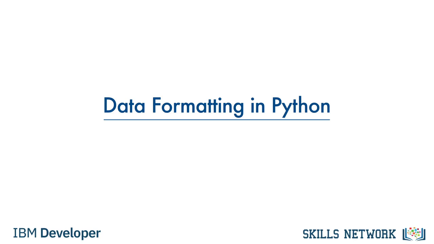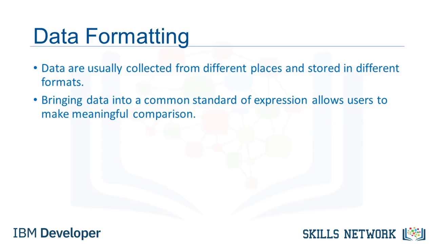In this video, we'll look at the problem of data with different formats, units, and conventions, and the Pandas methods that help us deal with these issues. Data is usually collected from different places, by different people, which may be stored in different formats. Data formatting means bringing data into a common standard of expression that allows users to make meaningful comparisons. As a part of dataset cleaning, data formatting ensures that data is consistent and easily understandable.